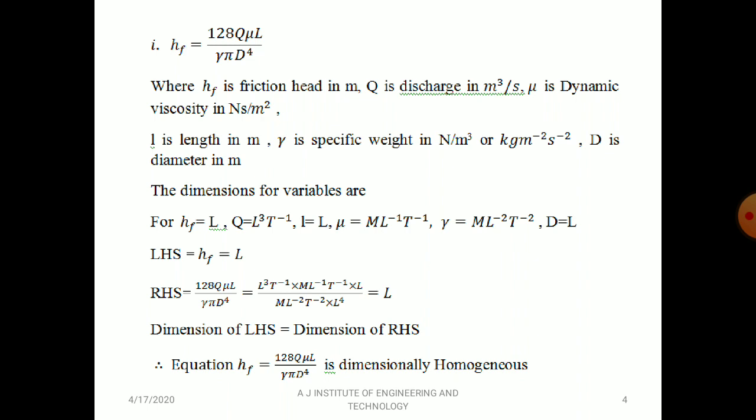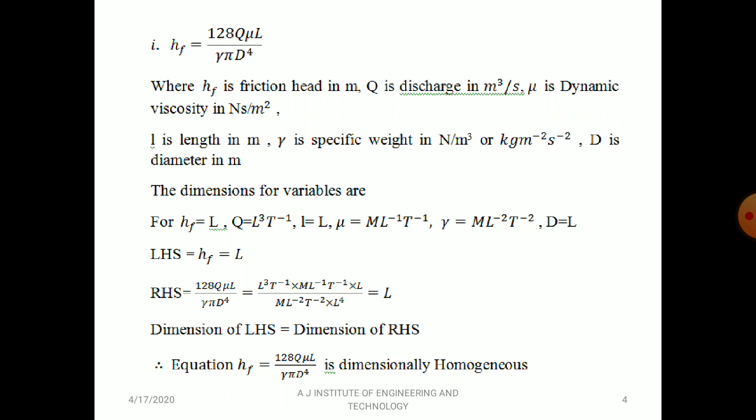HF is the friction head. Head means it is a distance, so it is measured in meter. So the dimension for meter is L, so HF equal to L. Next Q, that is meter cube per second, so the dimension is L cube into t to the power minus 1. Then length L, the unit of length is meter, so the dimension becomes L.